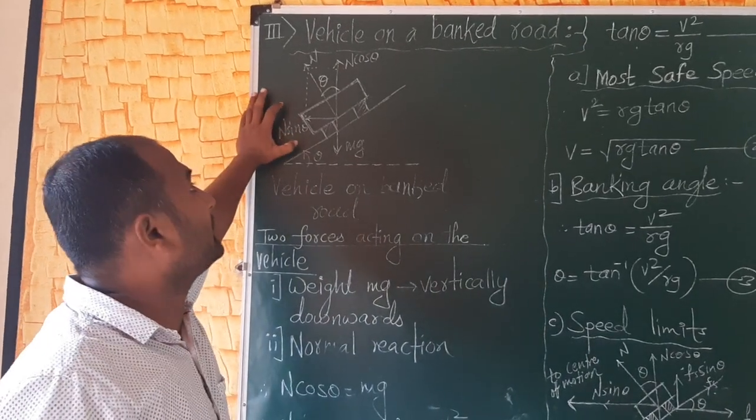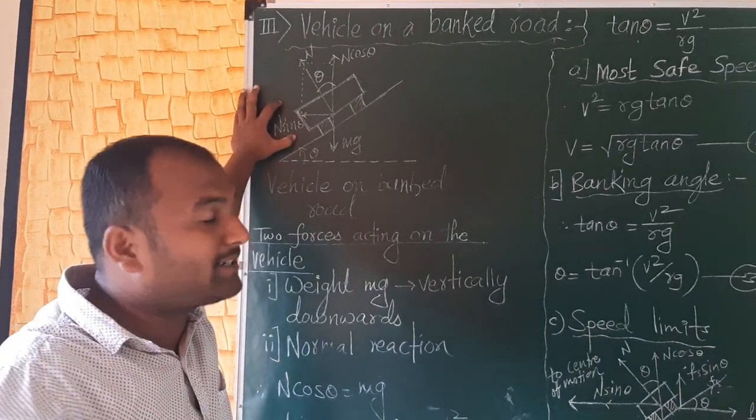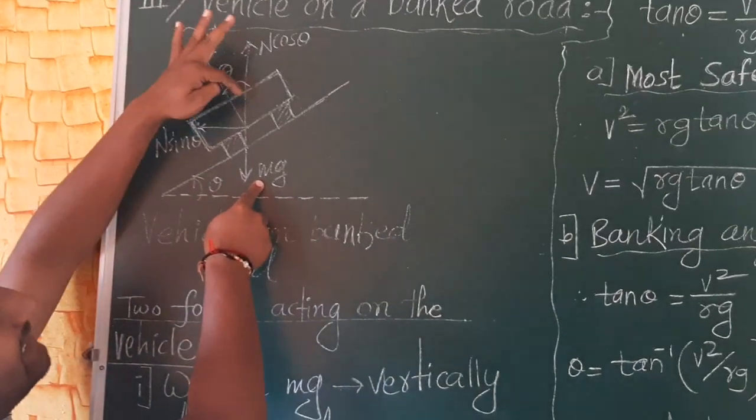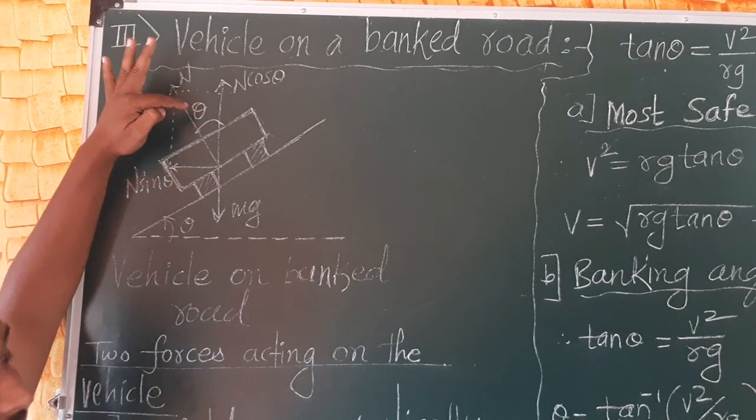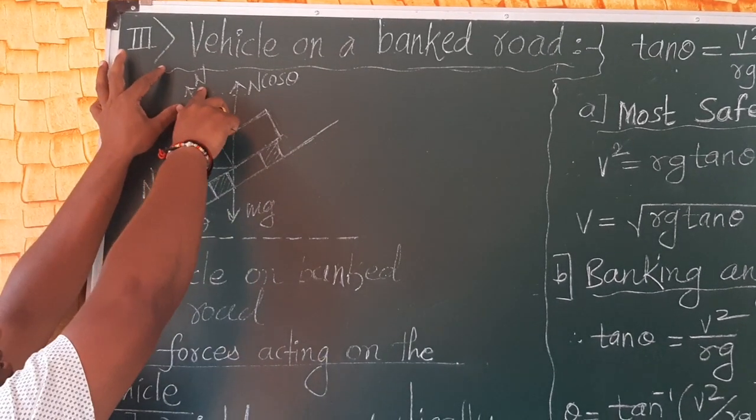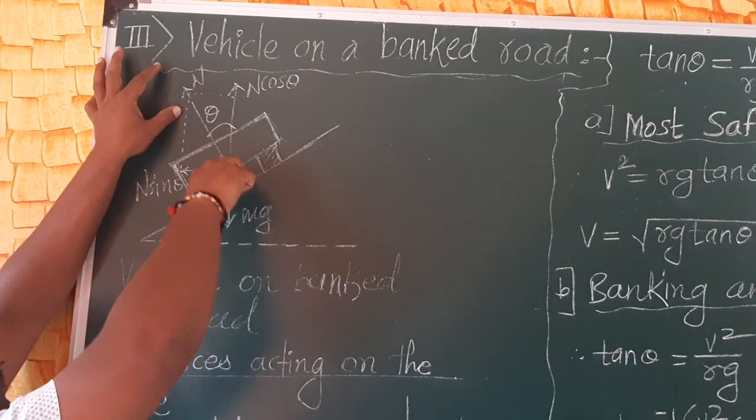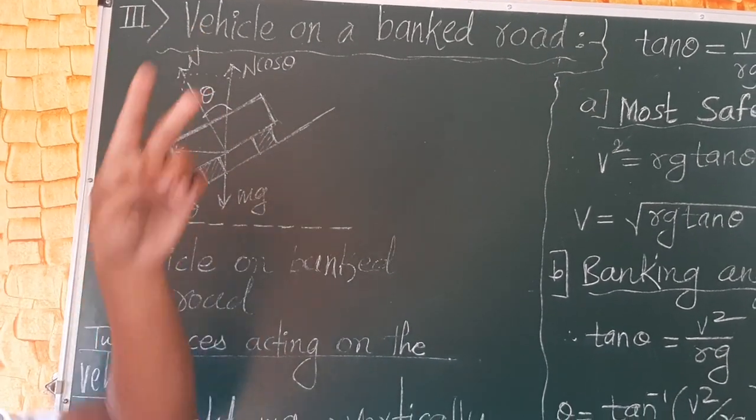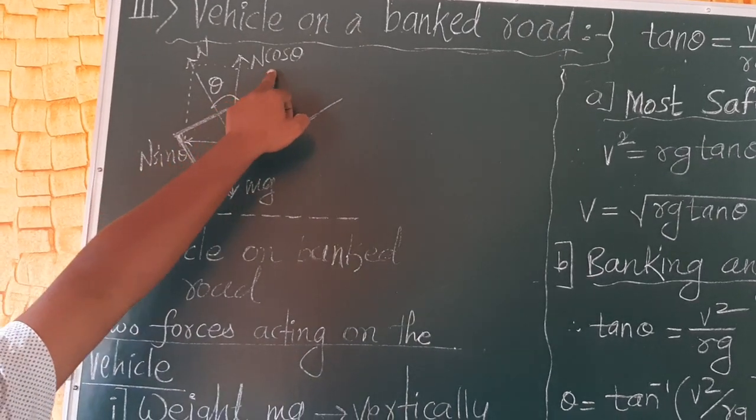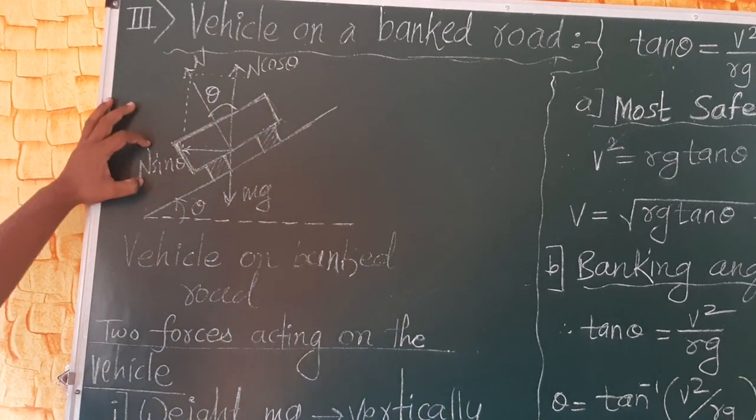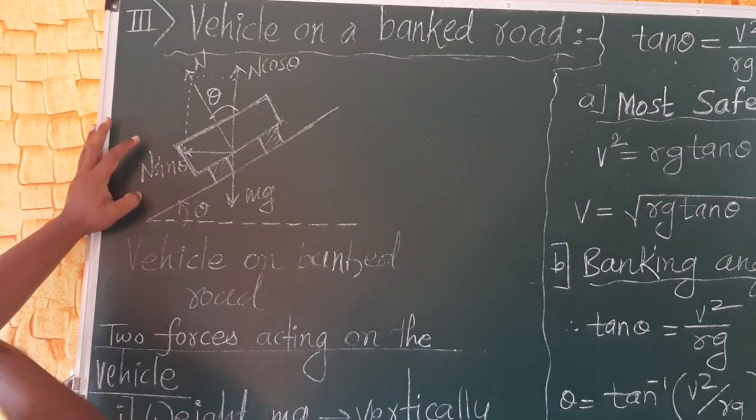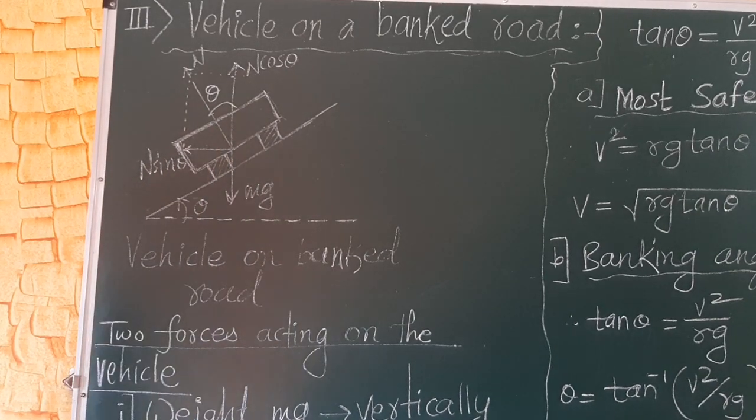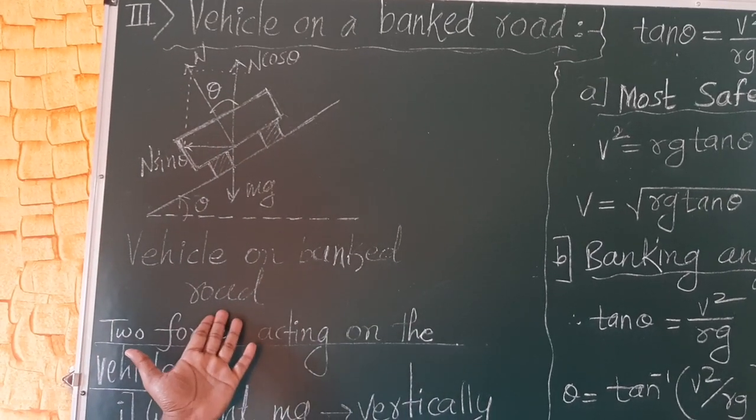So consider a vehicle which is moving on a banked road surface, such that the weight mg is acting in a downward direction. Here the normal reaction N is passing through the vehicle and resolves into two components. First, N cos theta, which acts vertically upward, and second, N sin theta, which acts horizontally. Here theta is the angle made with the horizontal surface. So this is the vehicle on a banked road.